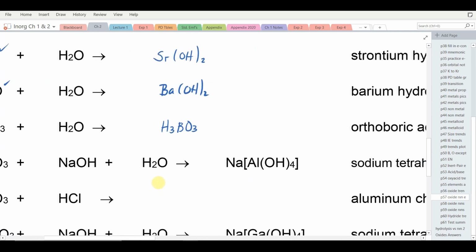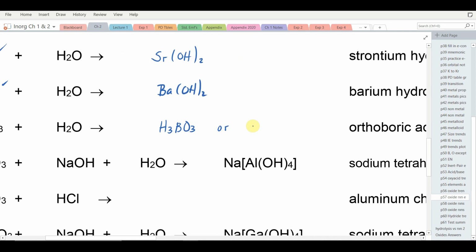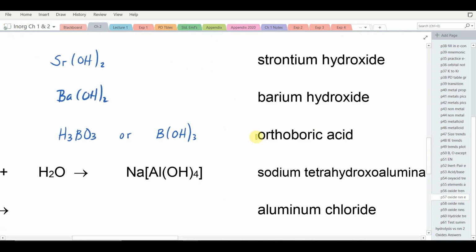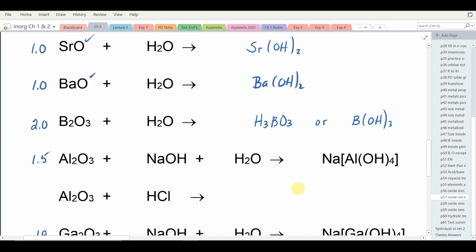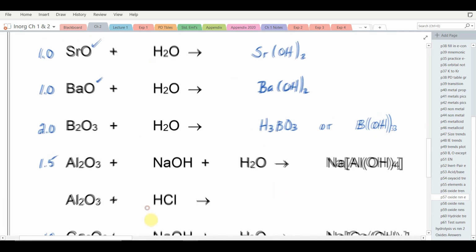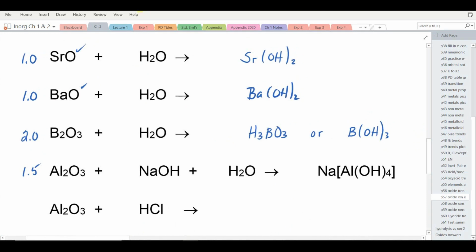It's such a weak acid that it's sometimes written in this fashion. It almost looks like a base written this way. These are alternate formulas of boric acid. Both are correct. This in fact is orthoboric acid, and we'll give more detail on that in an upcoming lab. So I'm going to ask you to memorize that boron oxide in water forms boric acid.